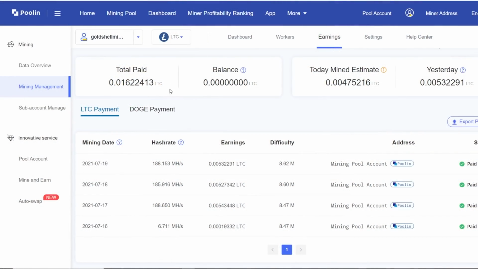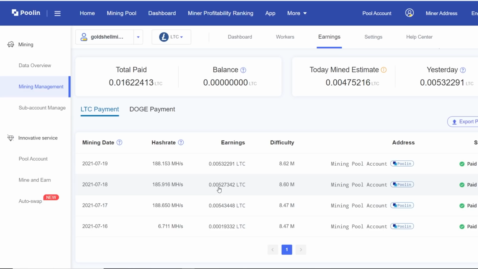All right, so it's been a couple days, about 4 days or so. You can see I turned this thing on back on July 16th. For the past 3, 4 days or so, I'll show you exactly how much Litecoin and Dogecoin we've mined here.